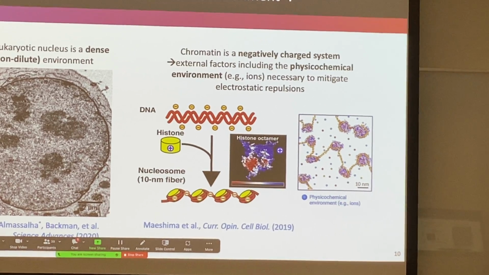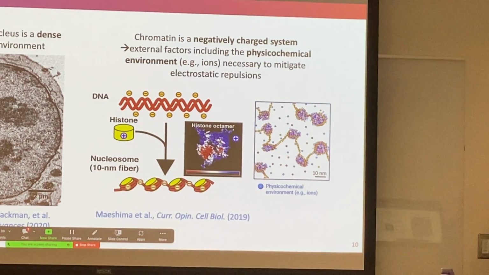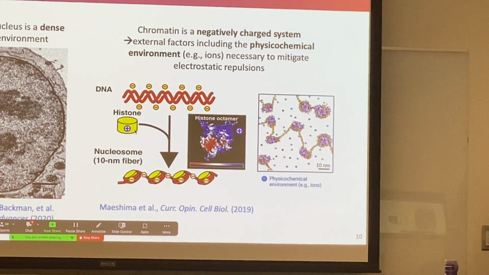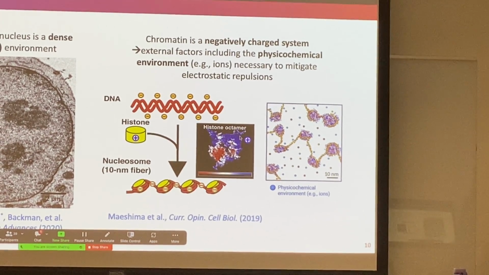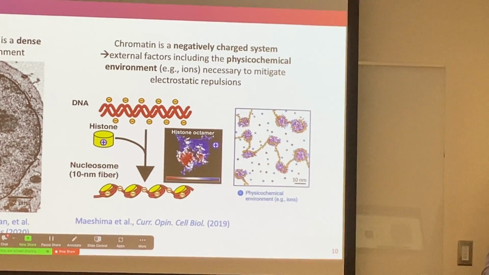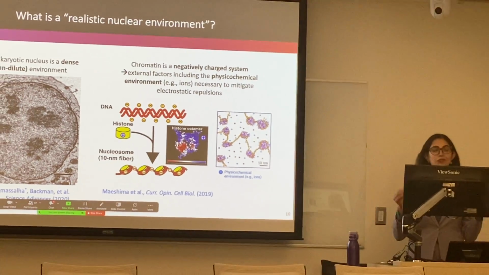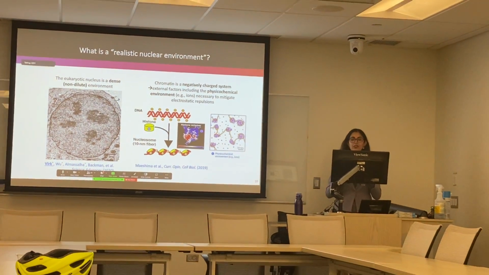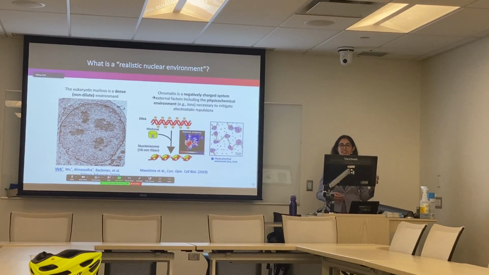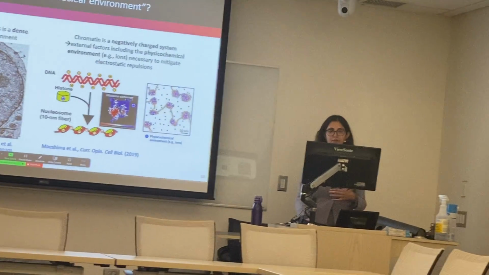In addition, we know that chromatin is a negatively charged system. Chromatin is composed of DNA, which has a highly negative charge on its phosphate backbone, and when DNA wraps around histone proteins, the positively charged basic residues of these histone proteins, as you can see in blue, only partially neutralize the negative charge of DNA. So we need external factors in order for the 2 meters of DNA to pack into the 6-micron nucleus, as we see in human cells. And this can include physical, chemical, environmental conditions, such as ions, and these are necessary to mitigate electrostatic repulsions.